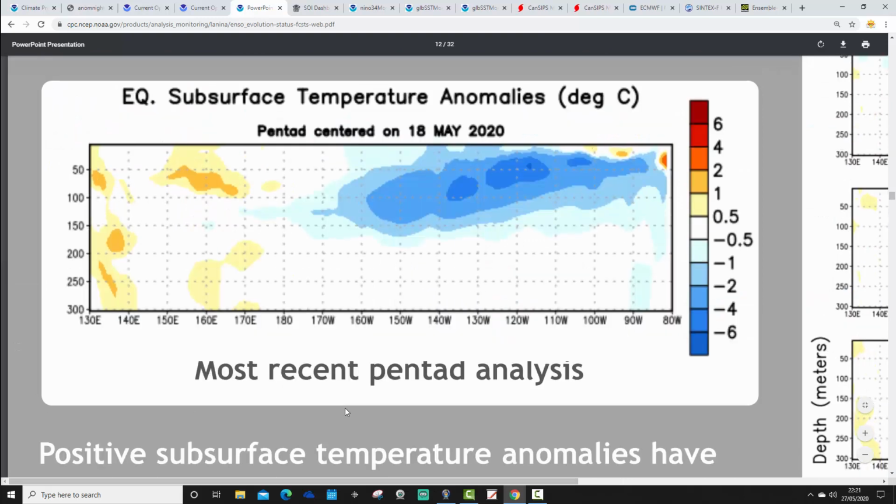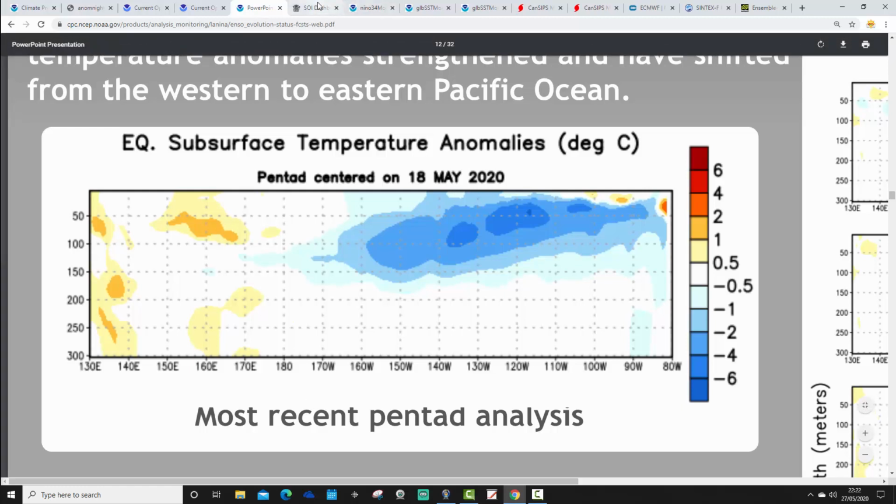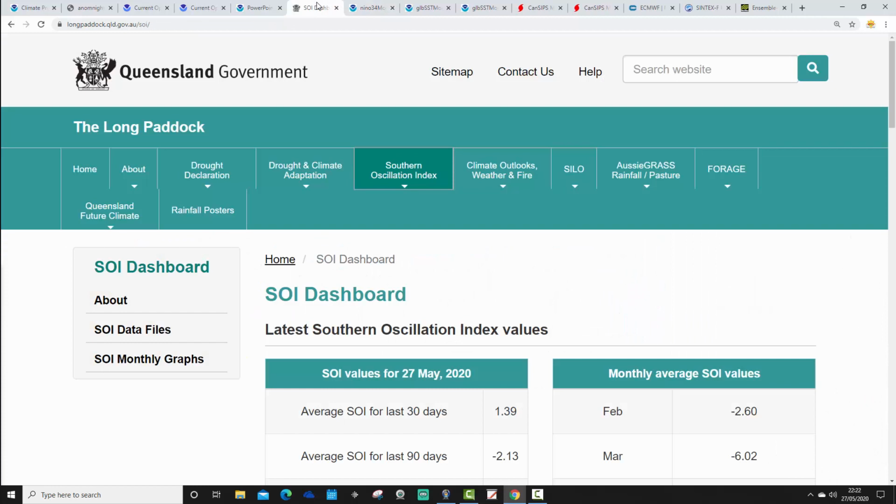But the very latest does look to me as though it could be rather La Nina-esque, I have to say, particularly through that central and eastern part of the equatorial Pacific Ocean at depth. Again, remember, we're talking about subsurface temperature anomalies at depths of around 50 to 150 meters. So from a sea surface temperature anomaly perspective and from a subsurface temperature anomaly perspective, it does look to me as though the Pacific Ocean, the actual Pacific ENSO region, wants to start moving towards a La Nina.